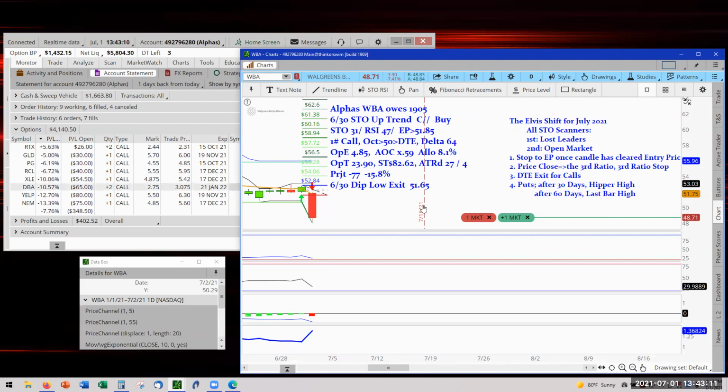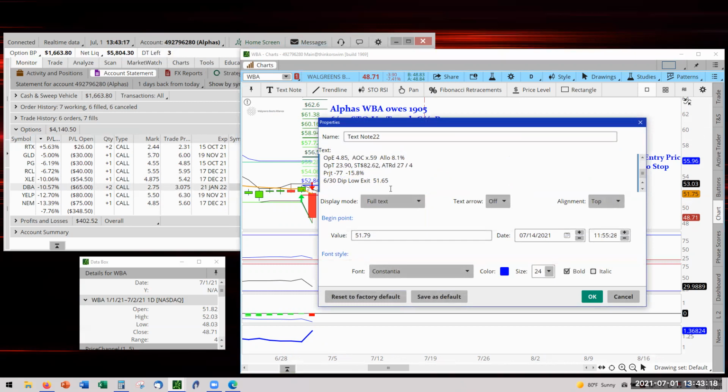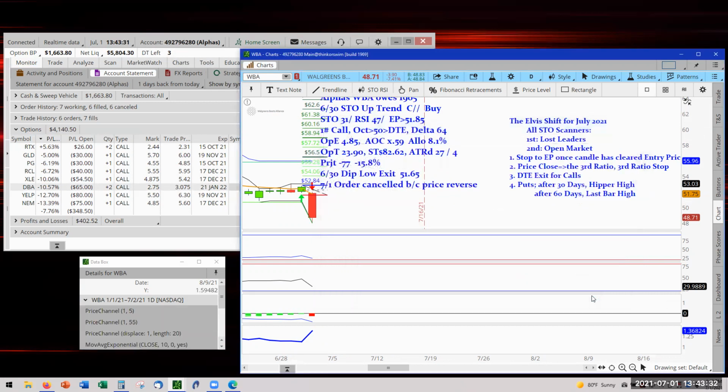So then we're going to do the same thing. We're going to go ahead and cancel the order here. We're going to come to our notes and go 7/1 and say order canceled because price reversed. Boom. And now we're up to 1663. So what does that take us to? That takes us to the scanner. We're already in scanner time.